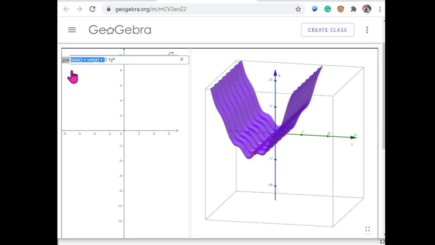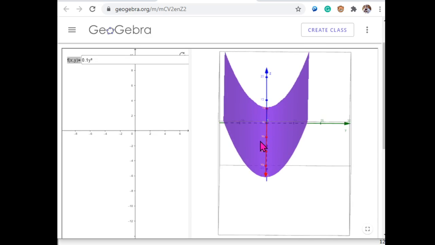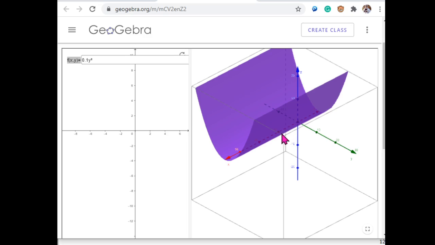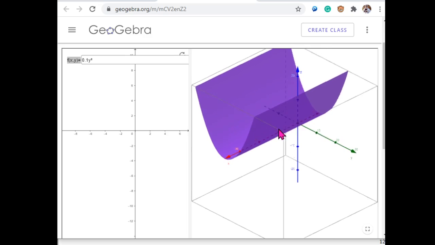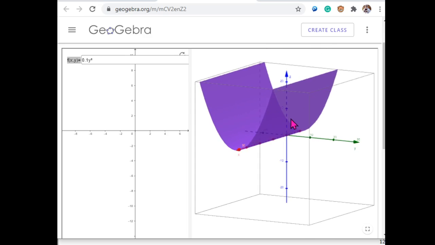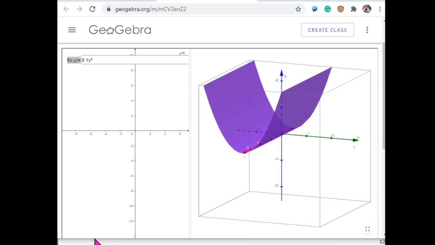In fact, we can take out that wavy effect of the sine x plus sine y and just look at 0.1 times y squared. Now the x coordinate should have no influence on what z is, right? So it doesn't matter how much you increase the x value along the x-axis, you get this parabola. You get really a true parabola that has just been replicated over and over.